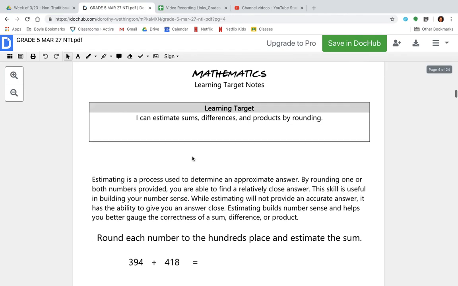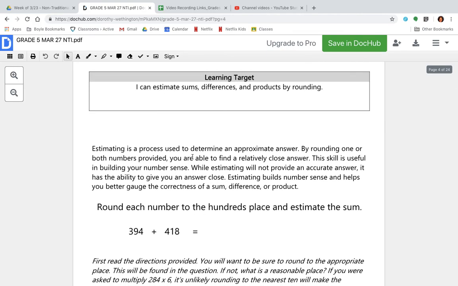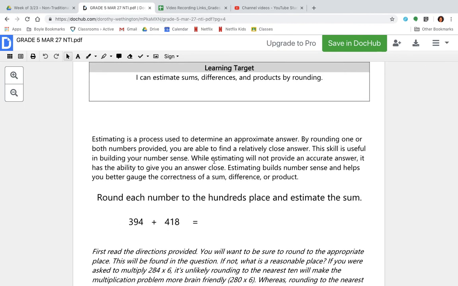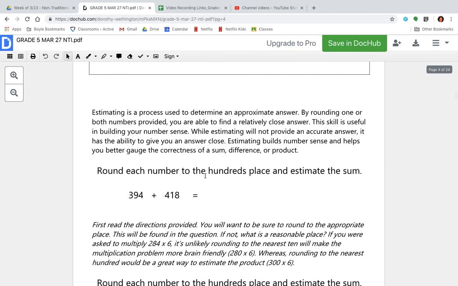Mathematics. Estimating is a process used to determine an approximate answer. By rounding one or both numbers provided, you are able to find a relatively close answer. This skill is useful in building your number sense. While estimating will not provide an accurate answer, it has the ability to give you an answer close. Estimating builds number sense and helps you better gauge the correctness of a sum, difference, or product.